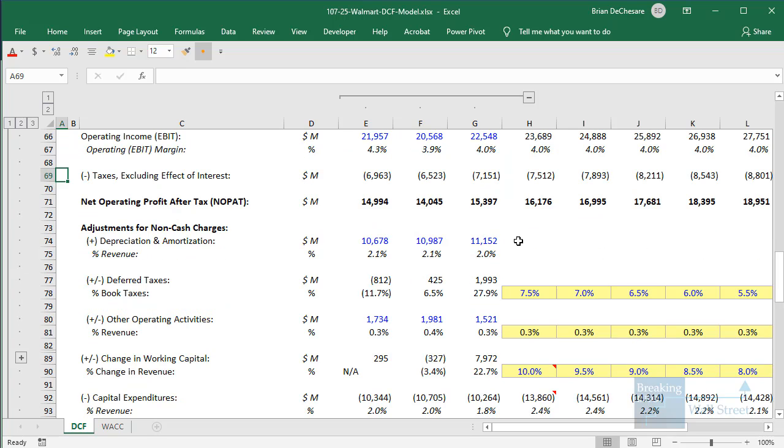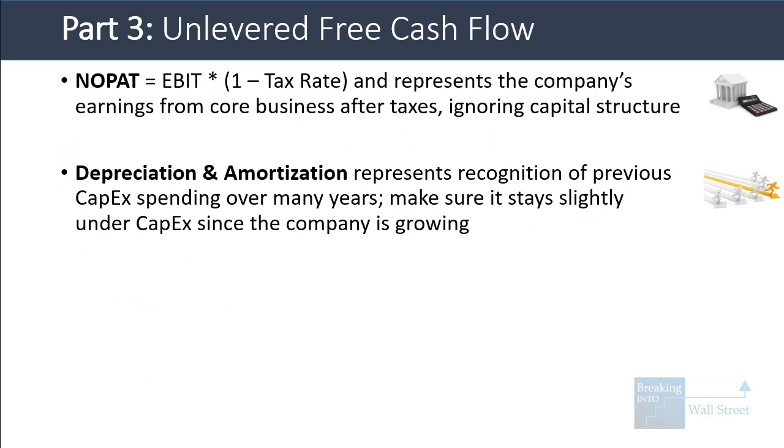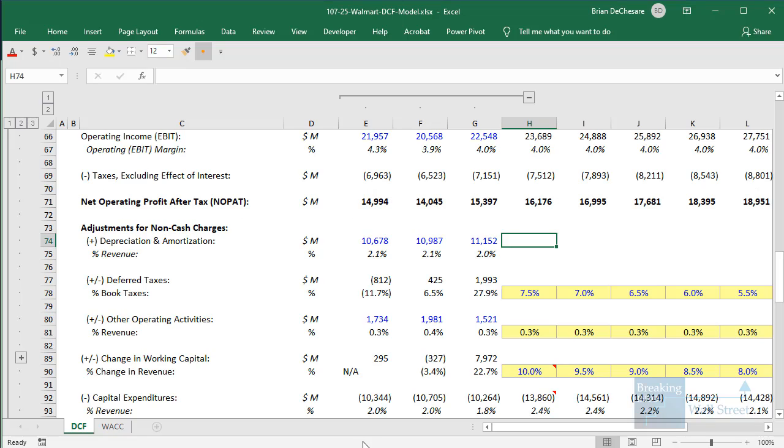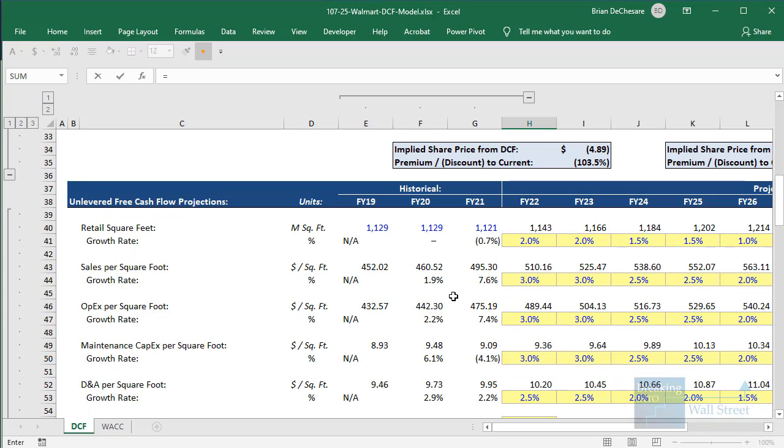So that's in place. And moving down, the next item here is depreciation and amortization, which represents the recognition of previous CapEx spending over many years. In general, if the company is still growing, we want to make sure that D&A stays slightly under CapEx because the company's assets, its net PP&E, plants, property, and equipment, should be expanding at least slightly if the company is growing over time. Here, we choose to project this by looking at a dollar per square foot figure.